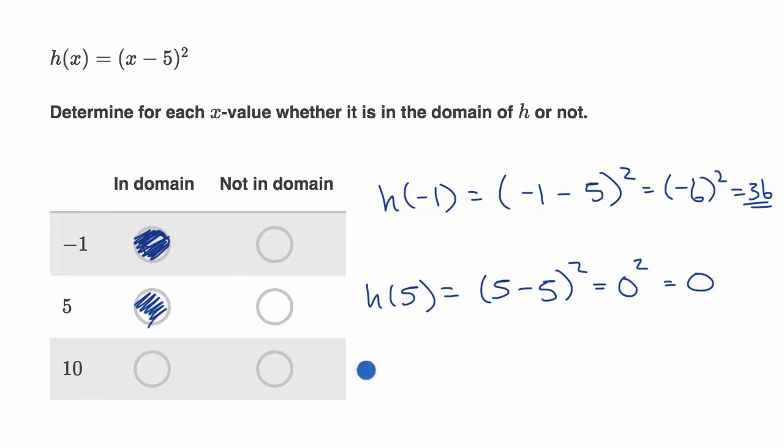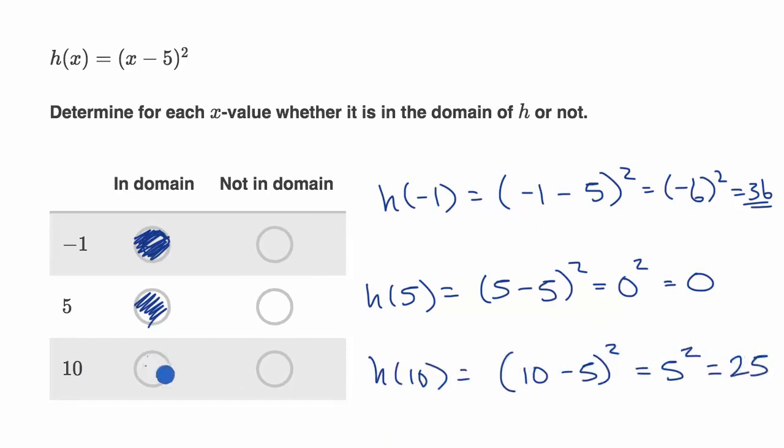Now what about h of 10? Well, h of 10 is going to be equal to 10 minus 5 squared, which is equal to 5 squared, which is equal to 25. Once again, it's a very legitimate output. So the function is definitely defined for x equals 10. And we're done.